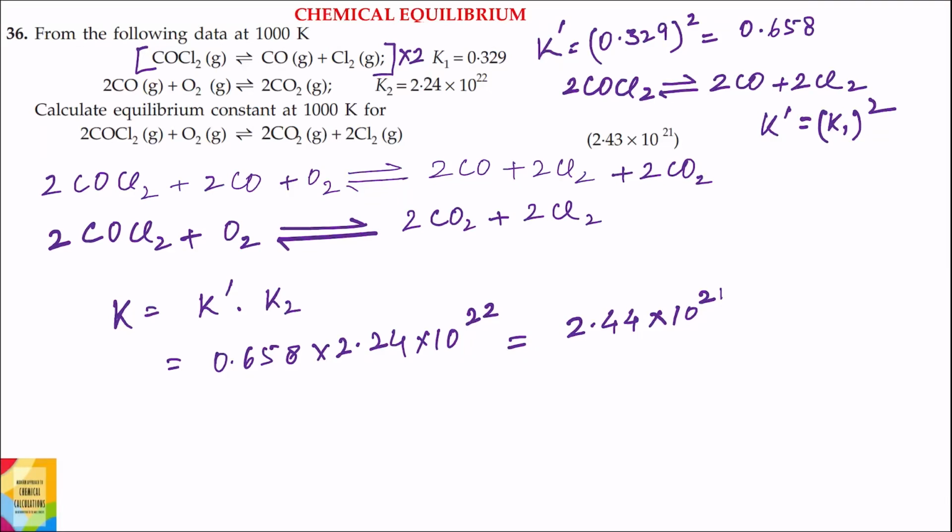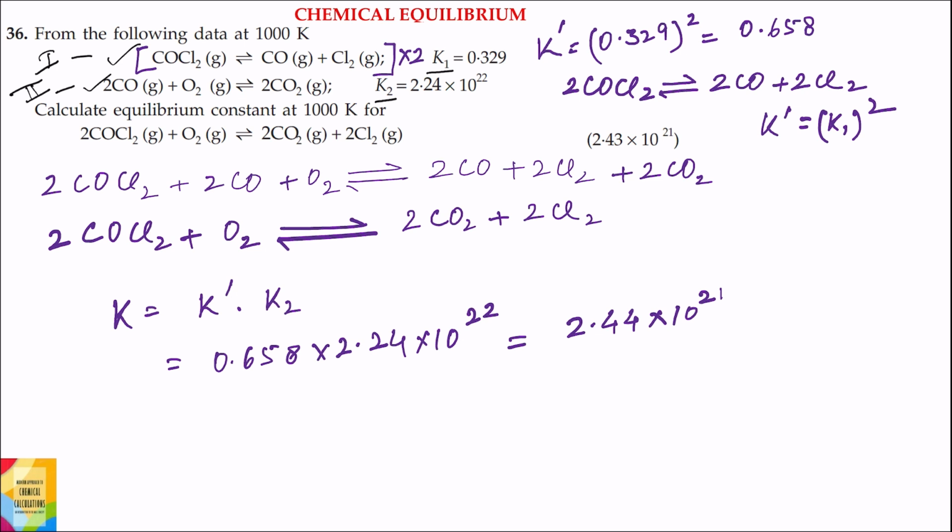From the following data at 1000 Kelvin, these are the two equations given. Value of K1 and K2. K1 is the value for the first equation, let this be the first equation. K2 is the value for the second equation, let this be the second equation. Calculate the equilibrium constant at 1000 Kelvin for COCl2 plus oxygen forming CO2 plus Cl2.